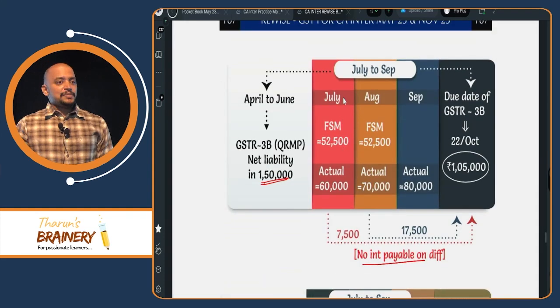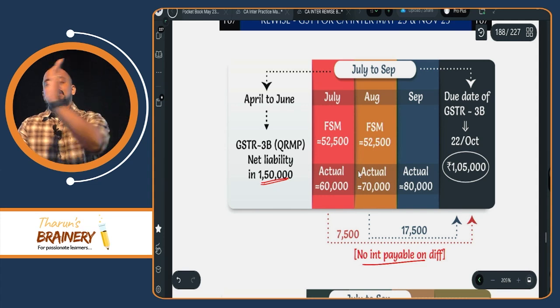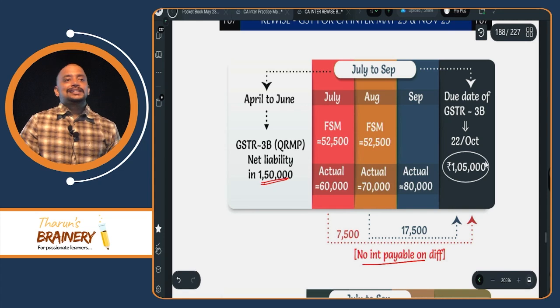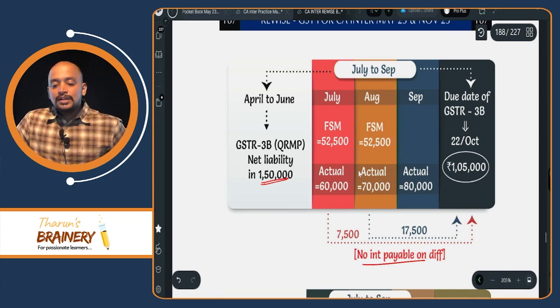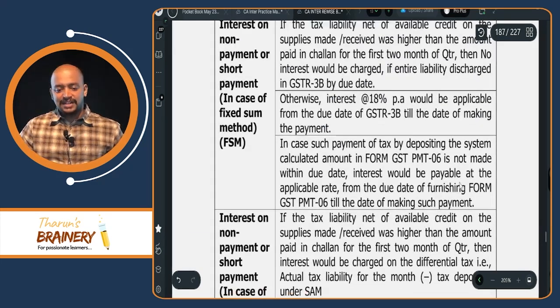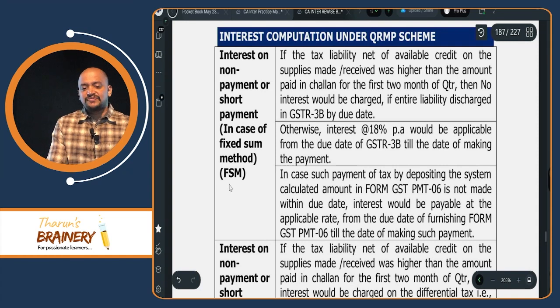Suppose it is the fixed sum method, on the difference we don't have to pay interest if the difference is paid by the due date of GSTR 3B, that is 22nd October. Got it? So this is the difference, and this I have given only theoretically here. Interest on non-payment or short payment if it is the fixed sum method.